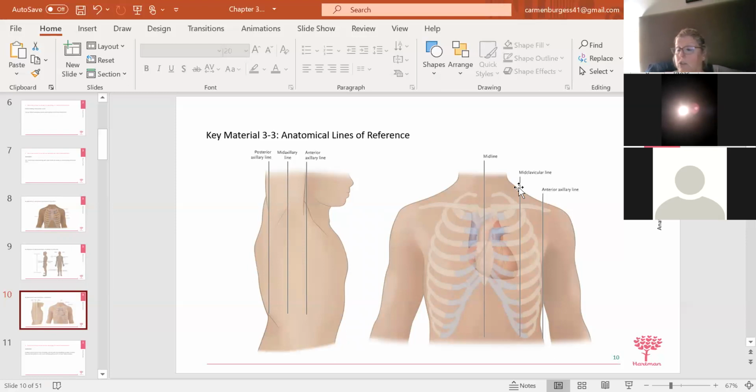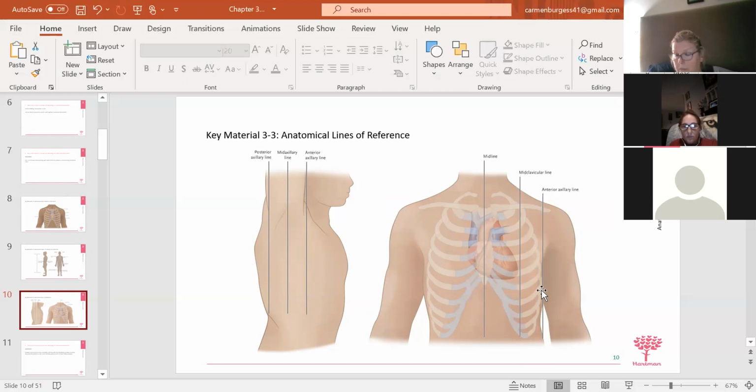And then your anterior, so you already know what anterior is, the front. Axillary is your arm, like armpit. So anterior axillary is going to be the front of the armpit. It's going to run parallel to the mid-clavicular. If you're looking at this graph, that's exactly what it is. That's your anterior axillary line. So if you're cutting these into sections, they all run parallel.